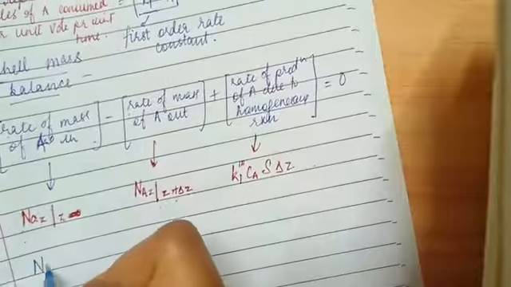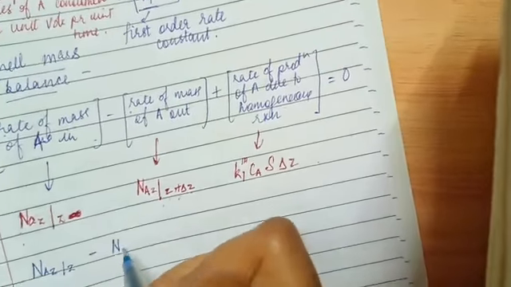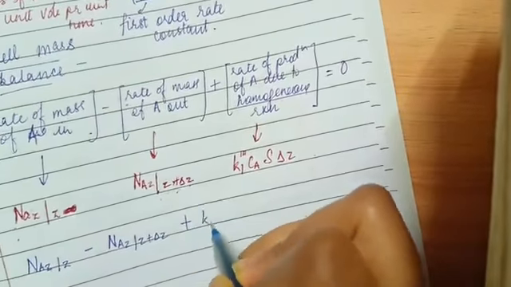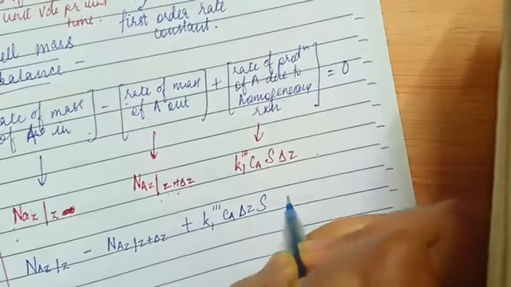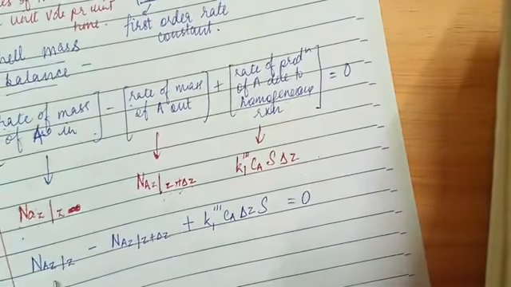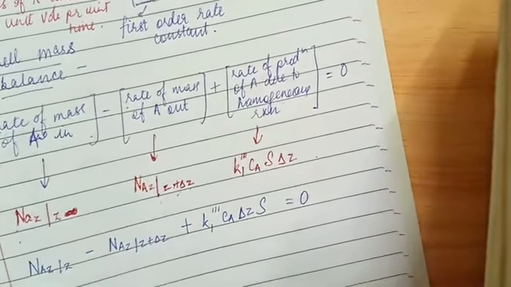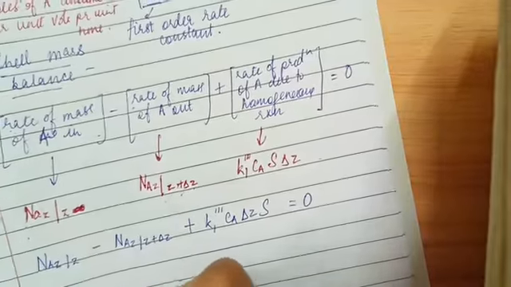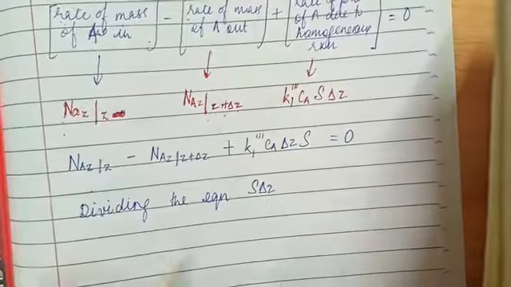So we get an equation as NAZ at Z minus NAZ at Z plus delta Z plus K1 triple prime CA S delta Z equal to 0. This becomes our shell mass balance. Now what we have to do first is we will firstly divide the equation by S into delta Z.